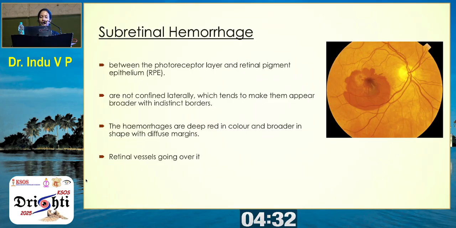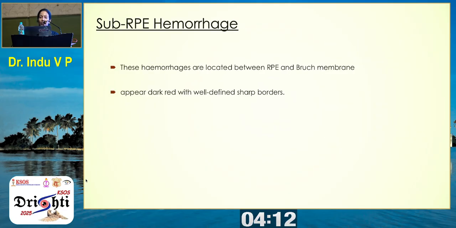Now coming to the deep layer hemorrhages, the first one is a subretinal hemorrhage. A subretinal hemorrhage happens between the photoreceptor layer and the retinal pigment epithelium, and because it is not constricted by the RPE, it spreads out and hence its borders are usually indistinct. The hemorrhages are deep red in color and you can see the retinal vessels going over it. In contrast, a sub-RPE hemorrhage happens between the RPE and the Bruch's membrane. It appears dark and it has a well-defined sharp border because the RPE limits the spread of the blood.